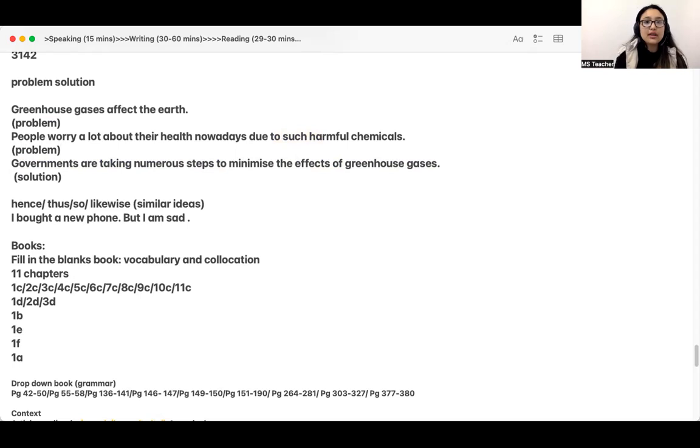Now, there's one more tendency that students try to just match the words. Now they will see, oh, there's greenhouse here, there's greenhouse here as well. And there's effect, there's effect. So let's put them together. And then they start putting them together.